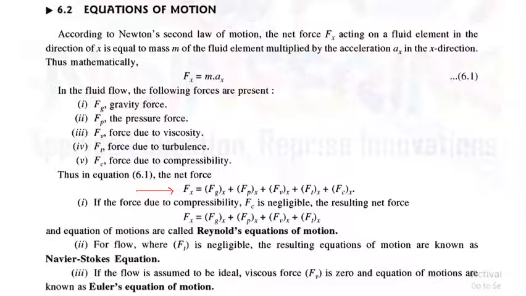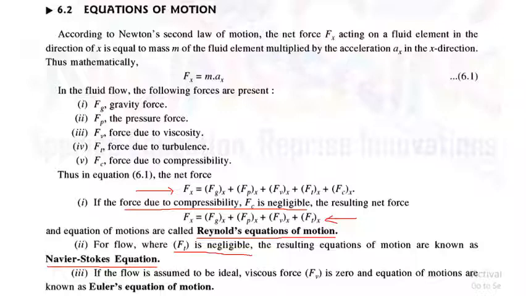So if we consider that the force due to compressibility is negligible, then the resultant force is a sum of four forces. That is gravity, pressure, viscous force and force due to turbulence. So this equation is called Reynolds equations of motion. Again, if we consider turbulent force is negligible, we get the equation that is called Navier-Stokes equation. So here the resultant force will be the sum of gravitational force, pressure force and viscous force. The turbulent force and the compressibility force is negligible.